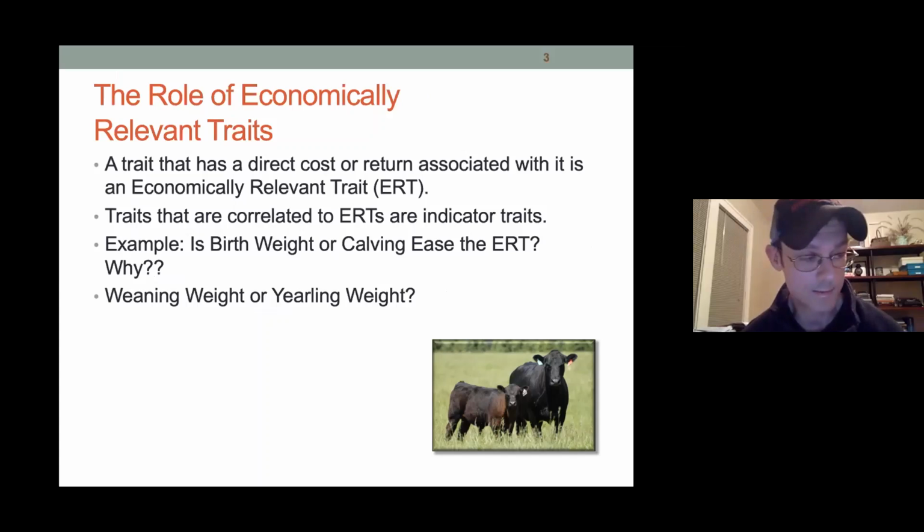Despite the fact that birth weight is probably one of the primary selection criteria of a lot of commercial bull buyers. Weaning weight or yearling weight? Well, this one, the answer is it depends. Is your market endpoint at weaning, or do you background cattle and maybe sell yearlings, right? So it depends in that case on when you plan on marketing animals. So the ERT can be a bit conditioned on the particular enterprise.